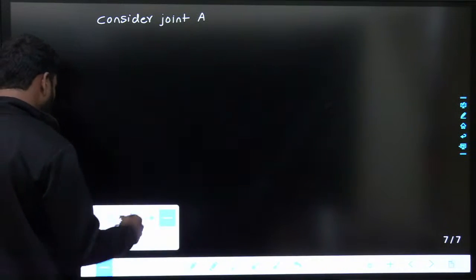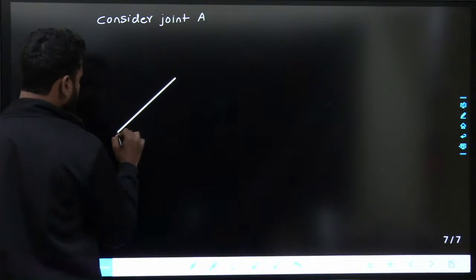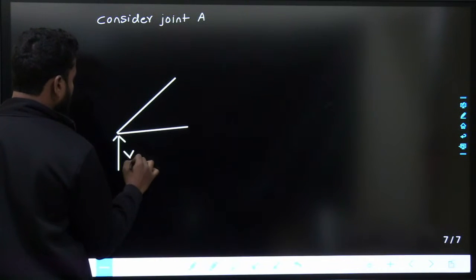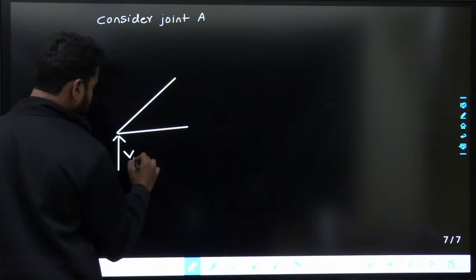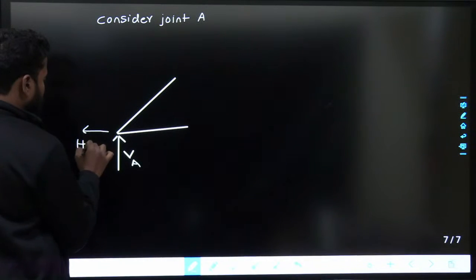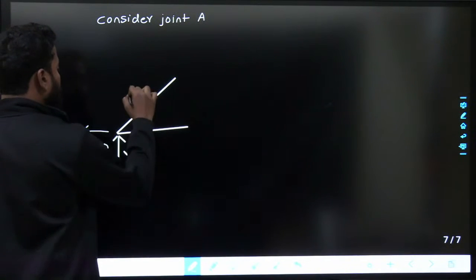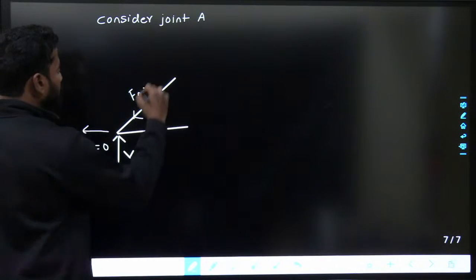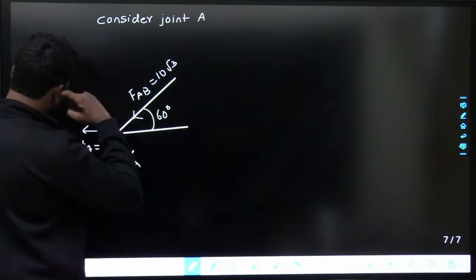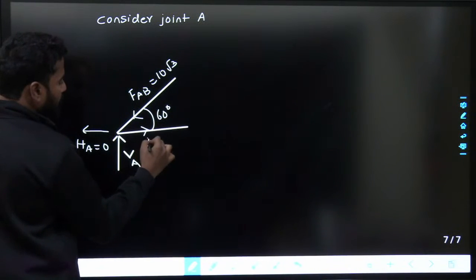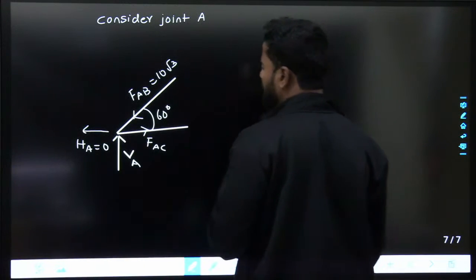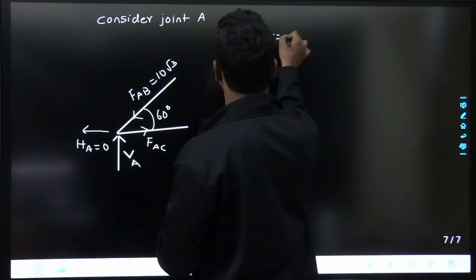If I consider joint A, what exactly I'll get here is this, let us say VA. There is no horizontal load, so HA would be equal to 0. FAB, which is towards the joint, is 10 root 3. This is 60 degrees. So FAC, I'll assume something like this. You don't know the direction, so assume FAC something like this. If I take sigma x equals to 0.